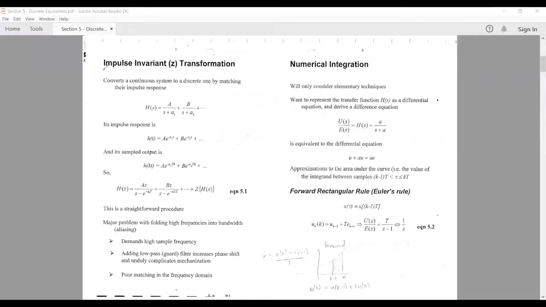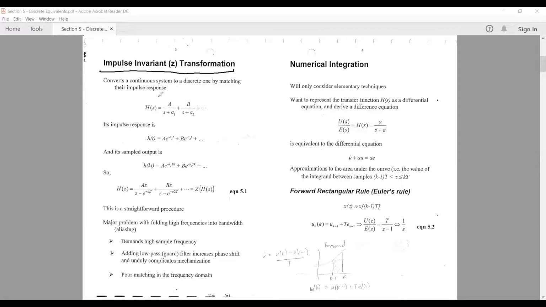Let's go over the first method of converting a continuous system into a discrete one, which is impulse invariant transformation. In this method, let's say you have a transfer function H(s), and it is possible to expand H(s) into partial fractions, such as this: A over s plus a1, plus B over s plus a2, and so on.